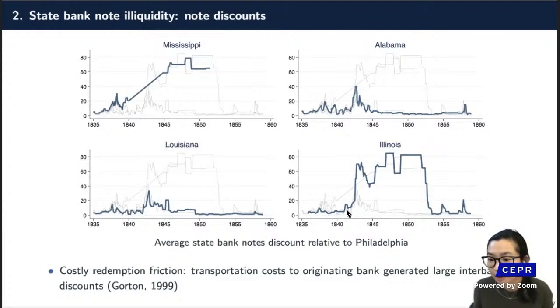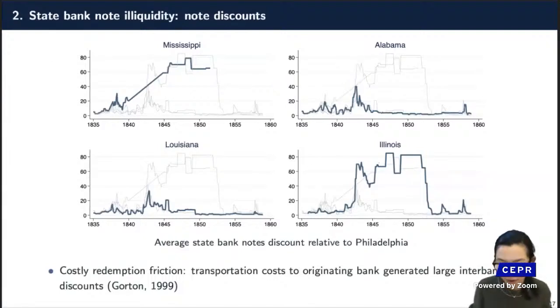So what we see here with this huge spike with Illinois is that a large company in Illinois went bankrupt, and there was a lot of concern that banks in Illinois and Chicago had financed this company and so had a lot of bad assets on their books. And so suddenly people were much more worried about the safety of the notes that they were holding.